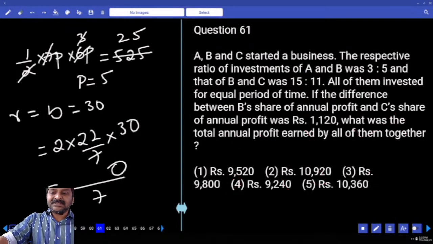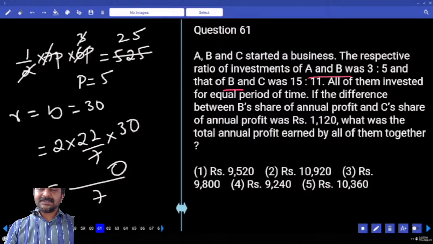A, B, C started a business. The respective ratio of investments of A and B was 3:5 and that of B and C was 15:11. All of them invested for an equal period of time. The difference between B's share and C's share of annual profit was 1120. What was the total annual profit earned by all of them together?